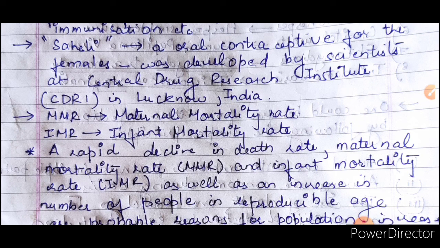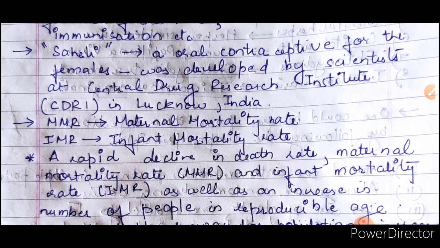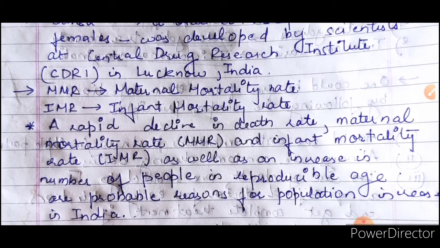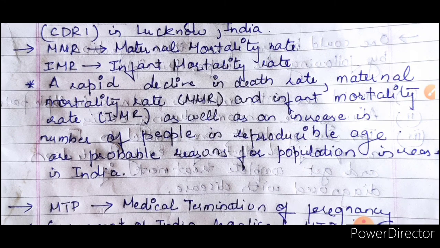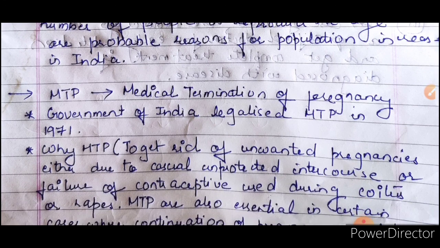Now, when we talk about population and birth control, particular terms we have to remember are MMR, that is maternal mortality rate, and IMR, that is infant mortality rate. Mortality rate means the death rate. So, we say that a rapid decline in death rate, maternal mortality rate and infant mortality rate, as well as an increase in the number of people in reproducible age are probable reasons for the population increasing in India.